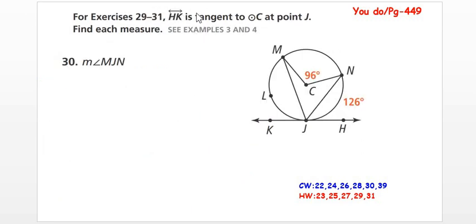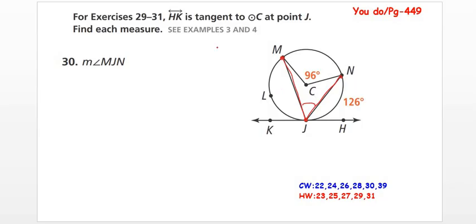Here is the next question. It says HK is tangent to the circle C at point J. Find each measure. Question number 30. It says find the measurement of angle MJN. So this is M, this is J, this is N. So they want us to find the measurement of this angle. So as I told you, whenever they ask me to find an angle, I will be looking for the arc.